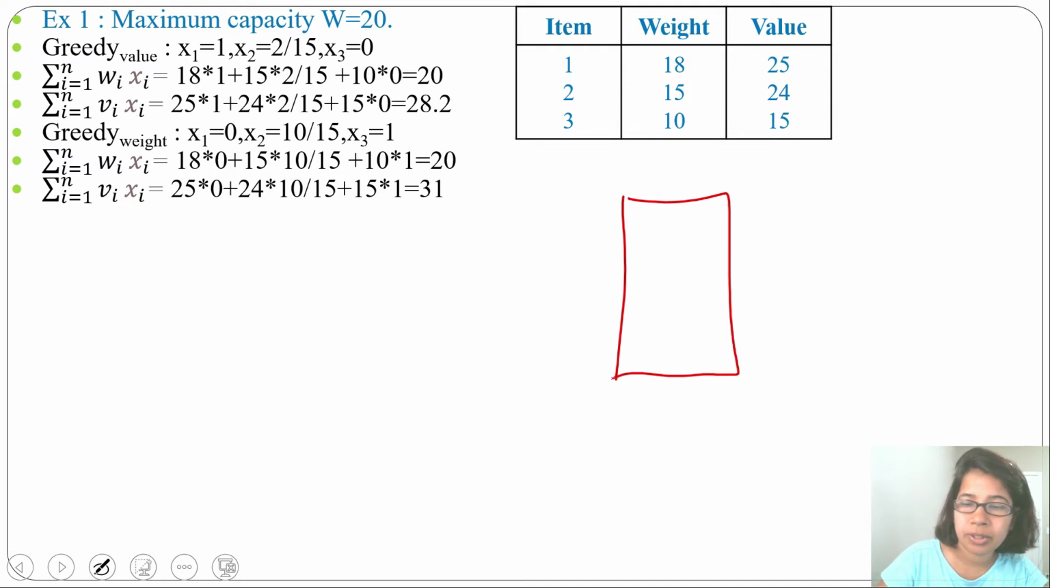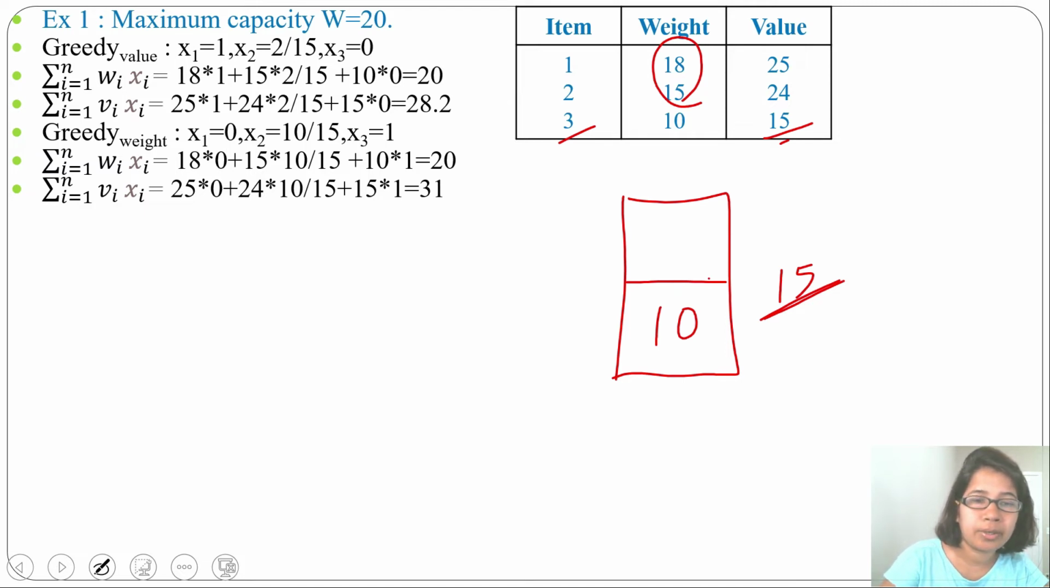Suppose it is asking 0/1 knapsack. Then in case of 0/1 knapsack, greedy about weight, first we'll choose item 3, 10. Next 10 is left, we cannot pick any one. So total value will be 15. But by choosing fractional, we can choose item 3 whole, then 10 pound of item 2. So total value is 31.